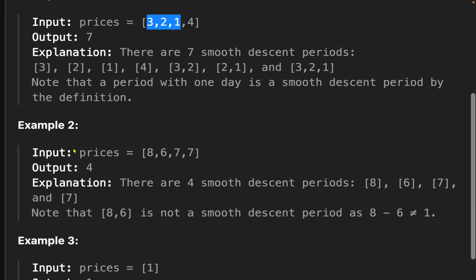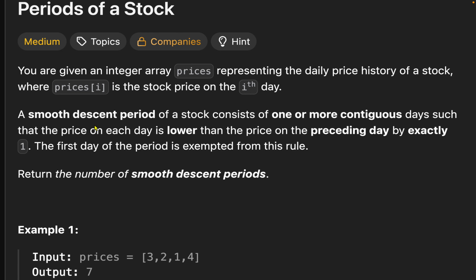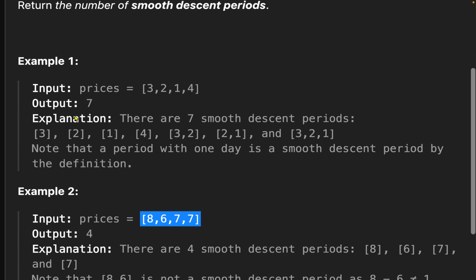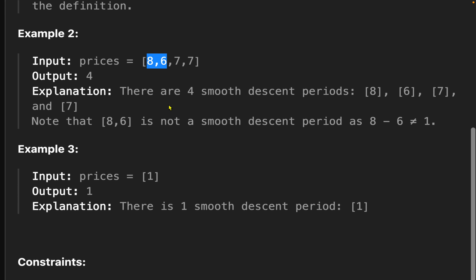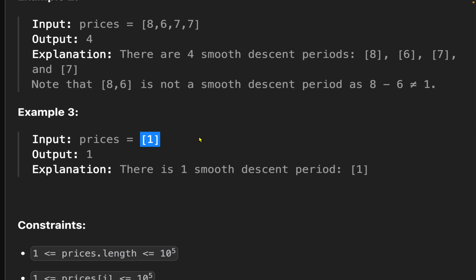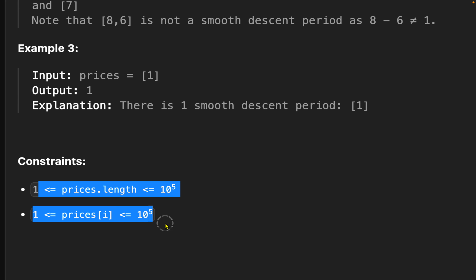Now the same thing applies on example 2, but here we get only 4, because as you see there is no smooth descent period, because the difference between 8 and 6 is 2. We don't want 2, we just want exactly 1. So it is the same as counting single elements, and we are given a few constraints.